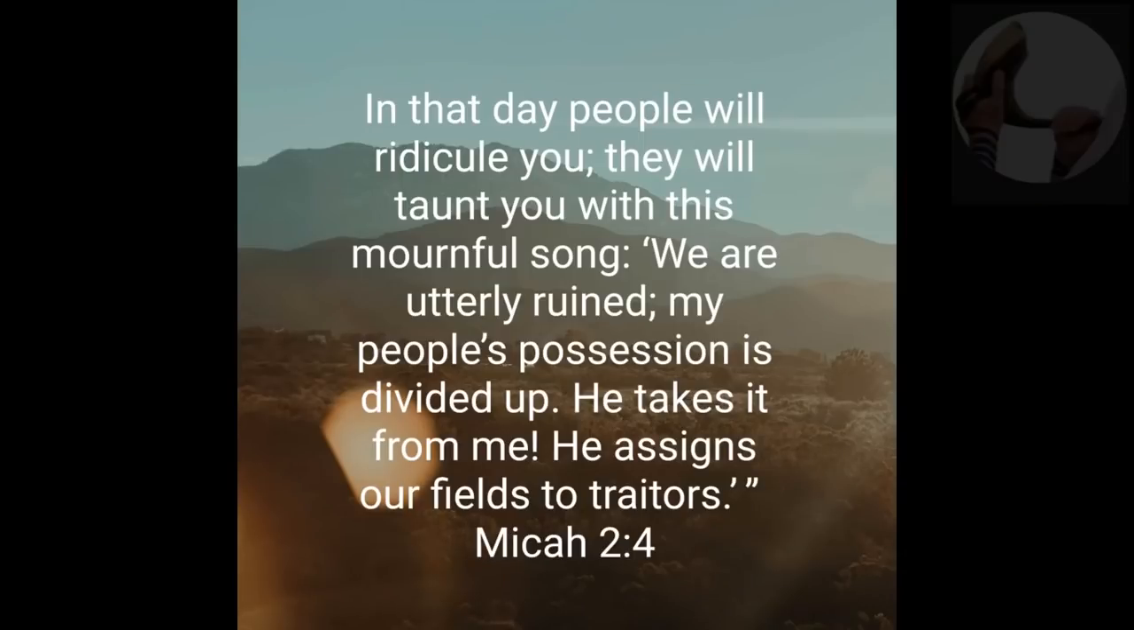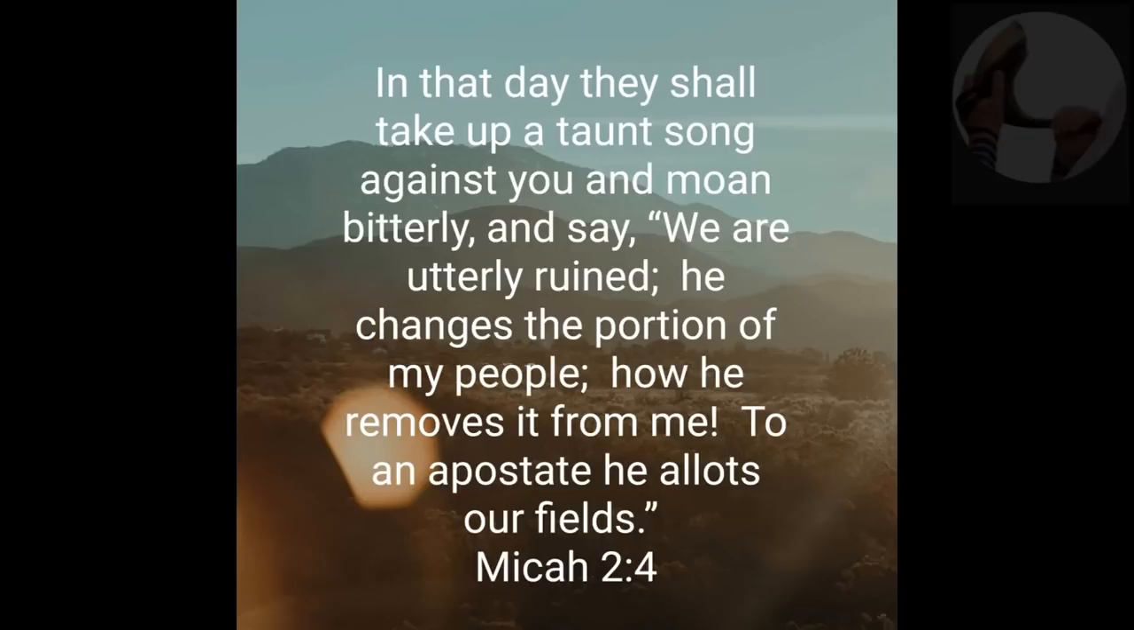Another version. In that day, people will ridicule you. That's Israel. They will taunt you with this mournful song. We are utterly ruined. My people's possession is divided up. He takes it from me. He assigns our fields to traitors. Micah 2 verse 4.